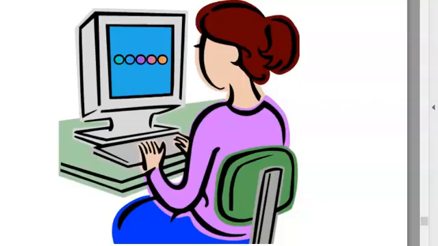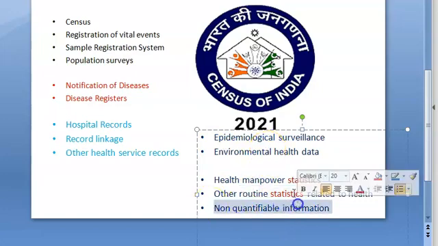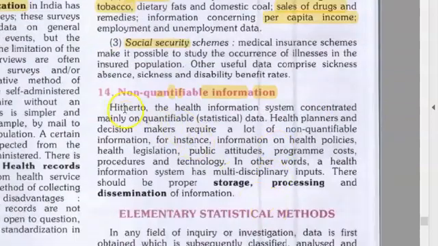Okay. Health statistics, health worker statistics, not at all difficult. Number of doctors, number of nurses, etc. And other routine statistics means what? Some tobacco consumers and things like that. Now, lastly, non-quantifiable information. Some information that you cannot quantify. What is that non-quantifiable information? Tell at least one word which makes sense to us. Health policies, health legislation, public attitude, procedures, something like this. Some non-quantifiable information like attitude.